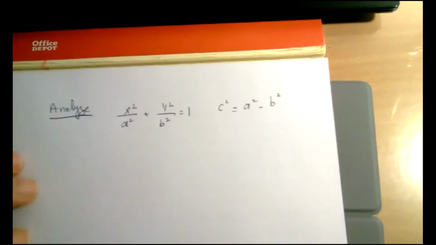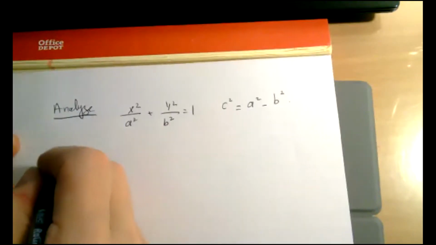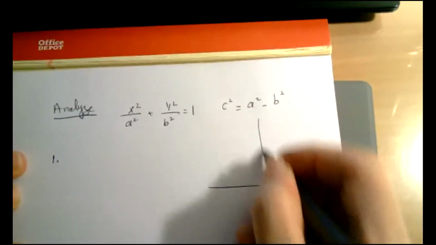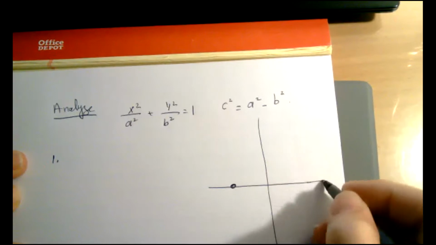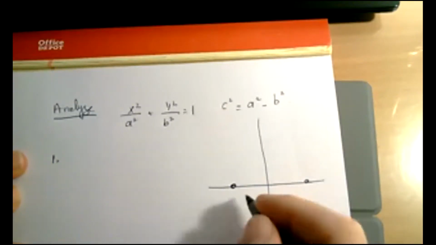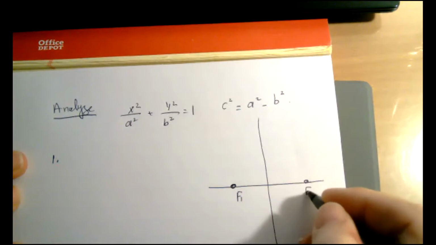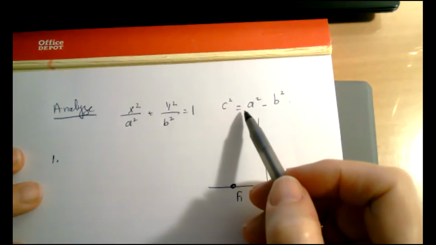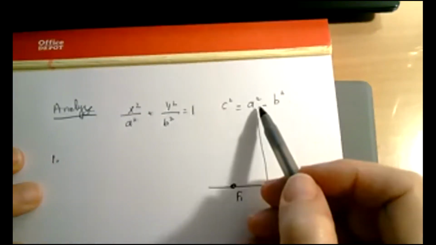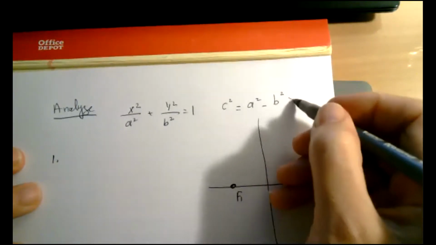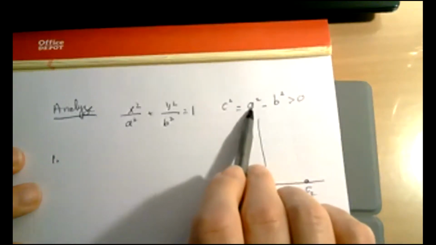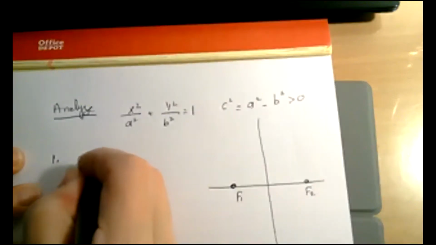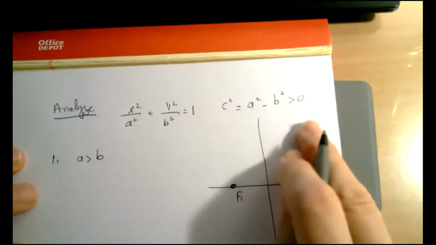So now let us go back to analyzing this equation. Step number 1. In this particular equation, that was my scenario. My foci were here and here. This is F1 and that is F2. That's all I know. In this equation, if we realize which is going to be bigger, this is positive. It means a squared has to be bigger than b squared. So in this equation, my a has to be bigger than b.